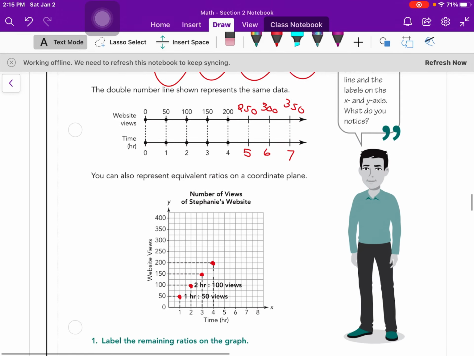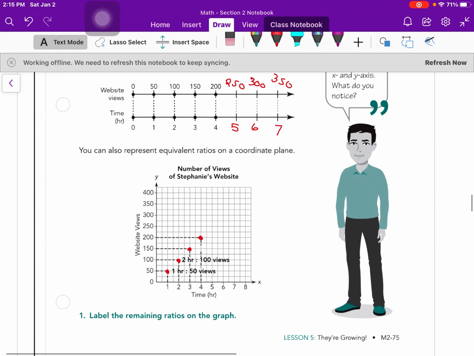So let's plot those. At least let's plot those first two. So 250 in 5 hours. Go to 5 hours, and we'll go up here to 250, and we'll put a line. And in 6 hours, she would end up with 300.